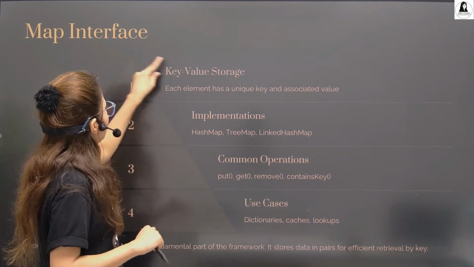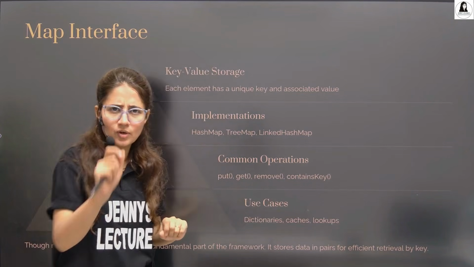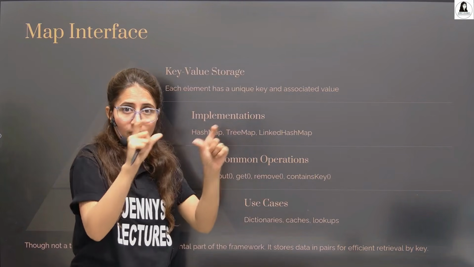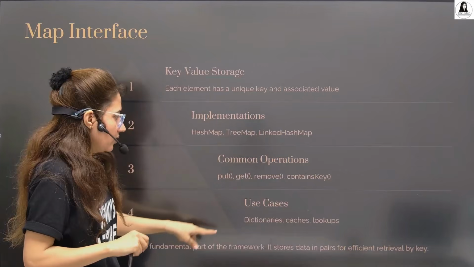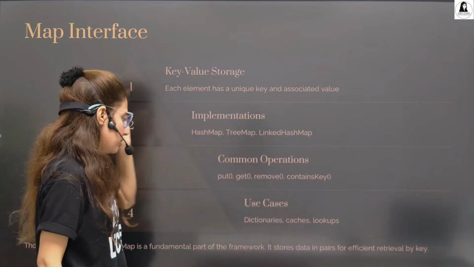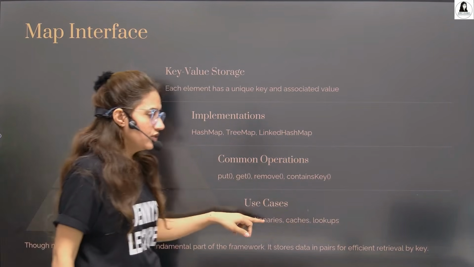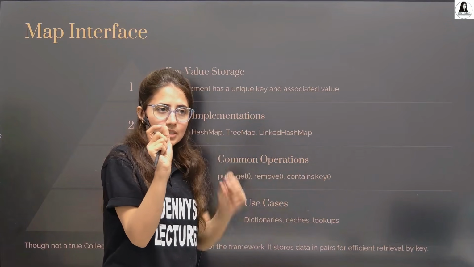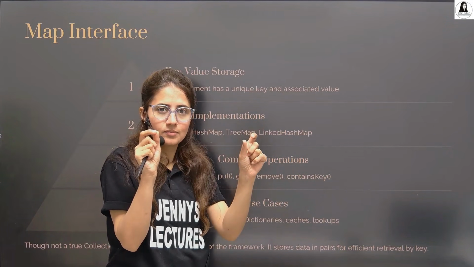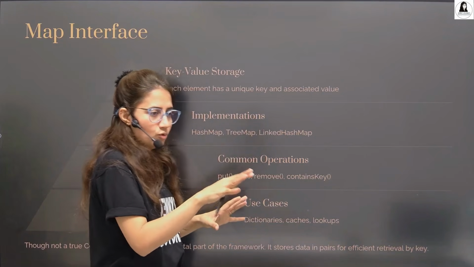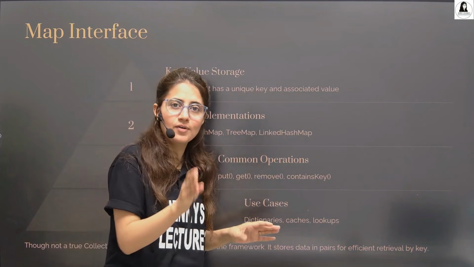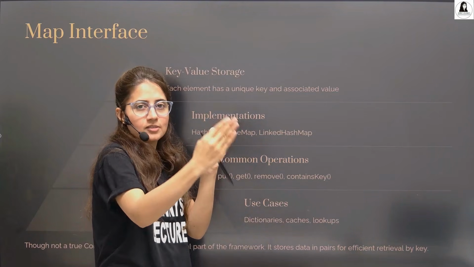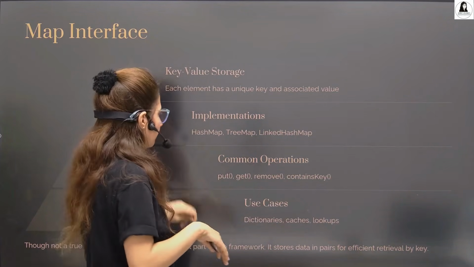This kind of thing is used in a dictionary. If you are aware of the Python language, there we have dictionaries. Dictionaries are used to store data in key-value pairs. The use cases of this are dictionaries, lookups, and caches. You can go for a regular dictionary as well. There we have the key-value pair. You can search for a dictionary and see that the data is stored by key, and there is a value associated with that key.